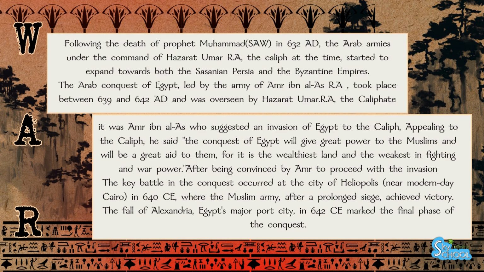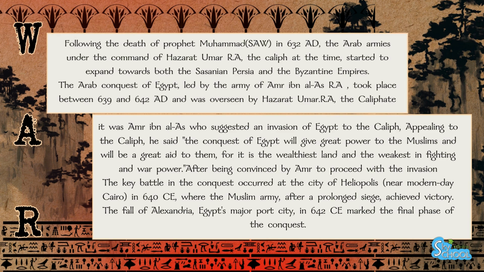After the siege of Jerusalem, it was Amr ibn al-As radiallahu anhu who suggested an invasion of Egypt to the Caliph Umar radiallahu anhu. Appealing to the Caliph, he said, "The conquest of Egypt will give great power to the Muslims and will be a great aid to them, for it is the wealthiest land and the weakest in fighting and war power." After being convinced, they started to proceed with the conquest.